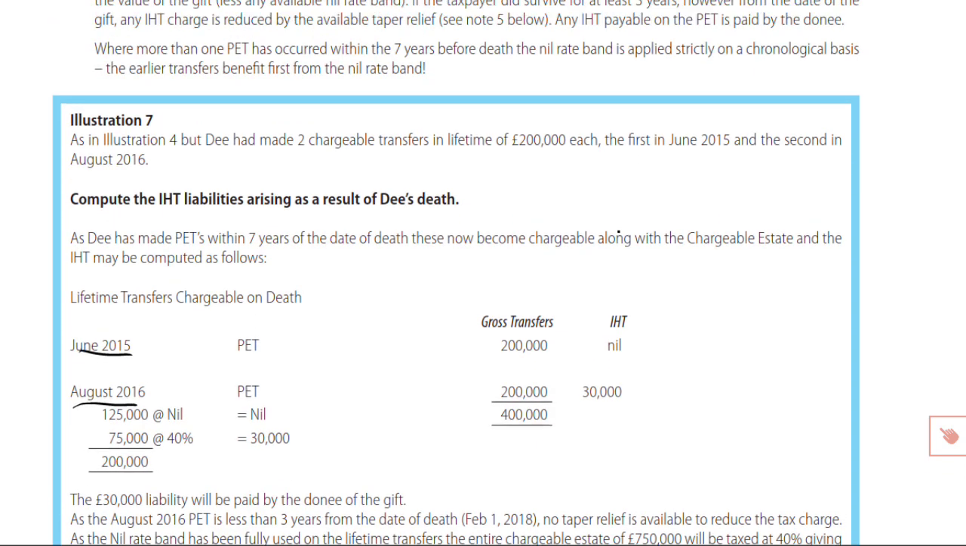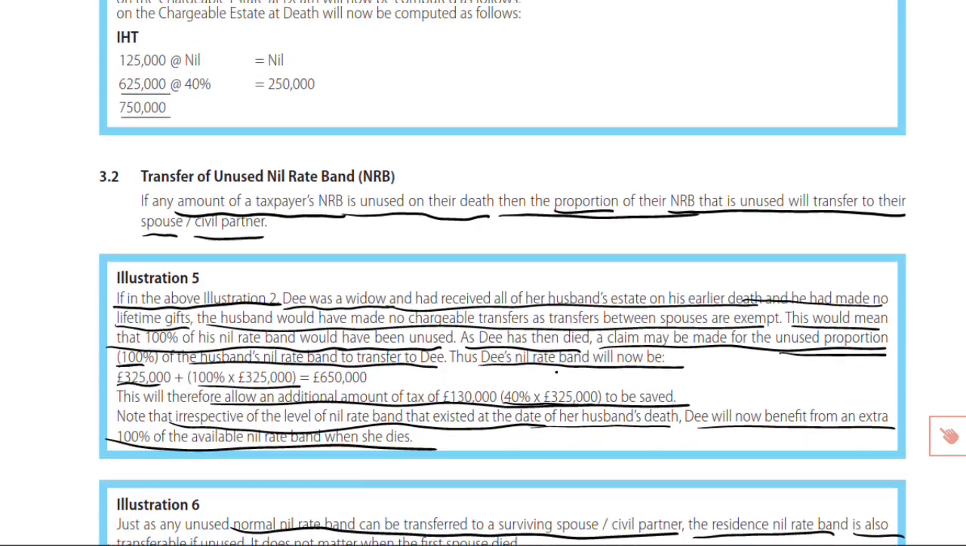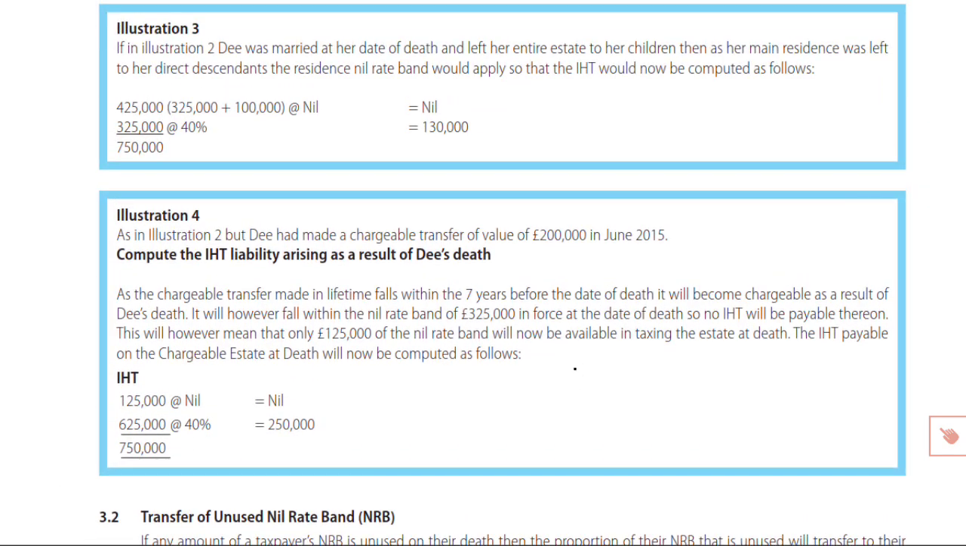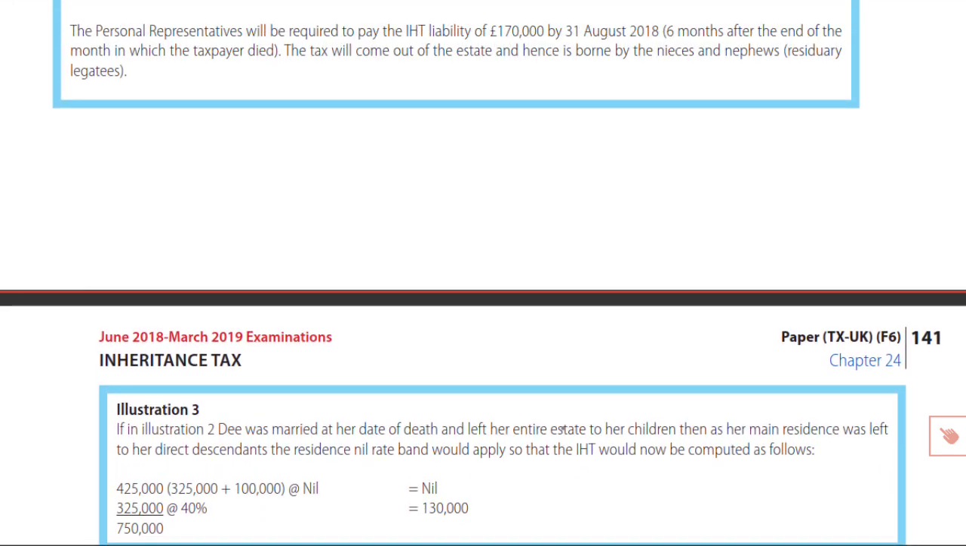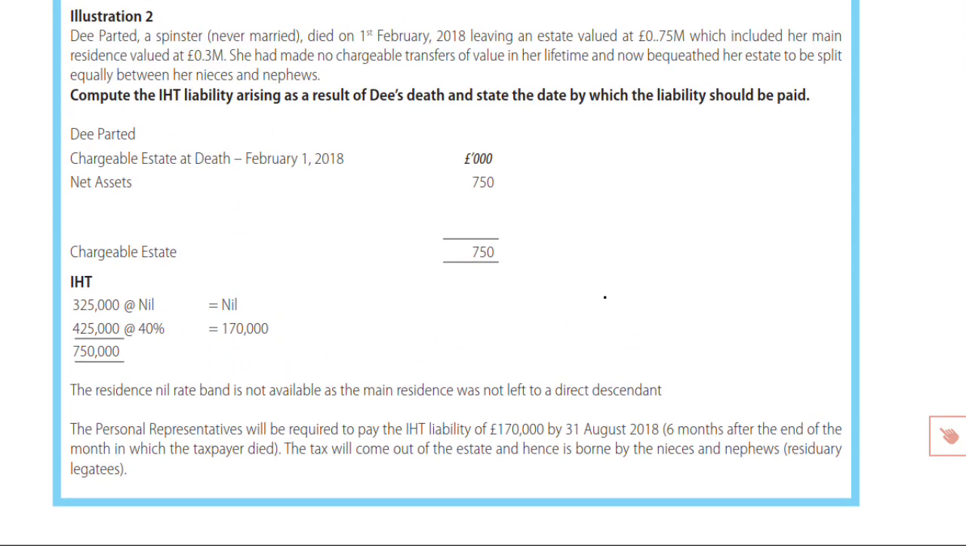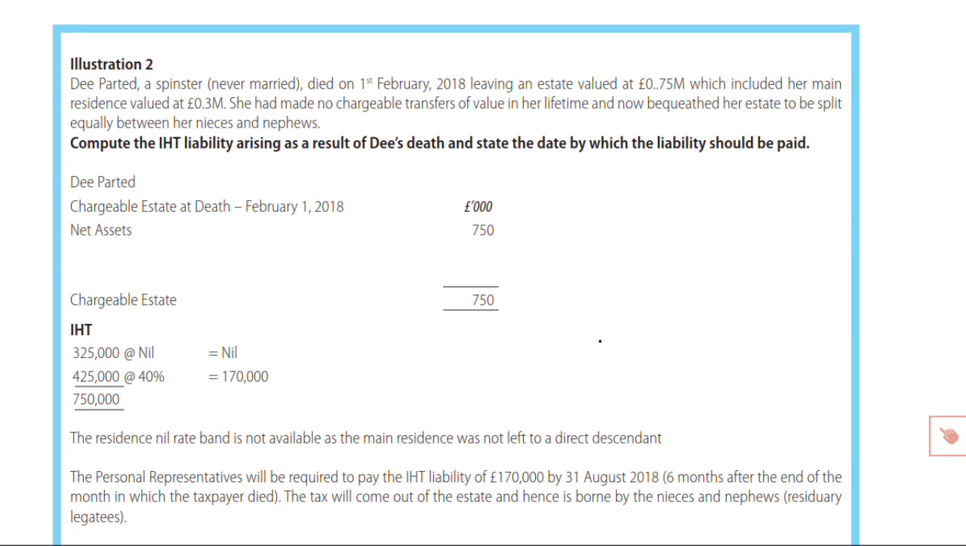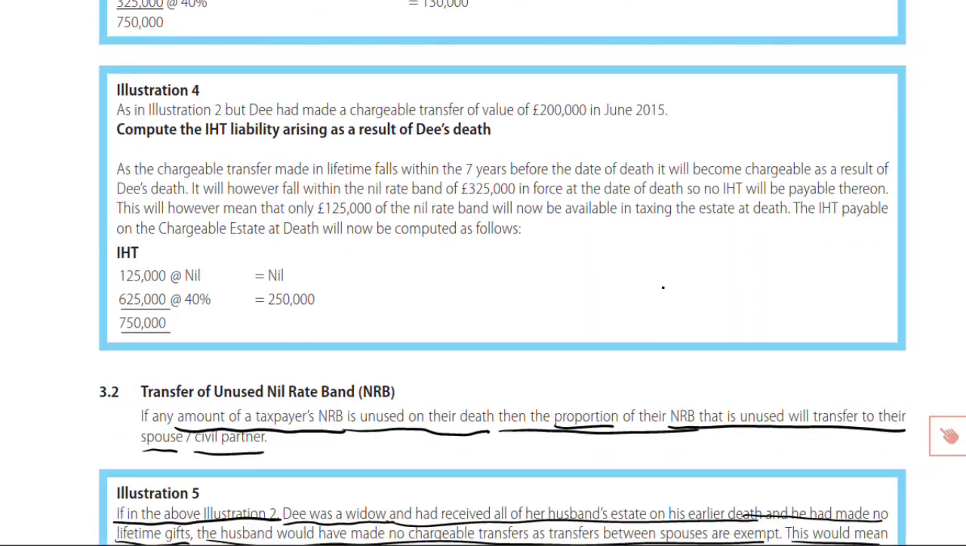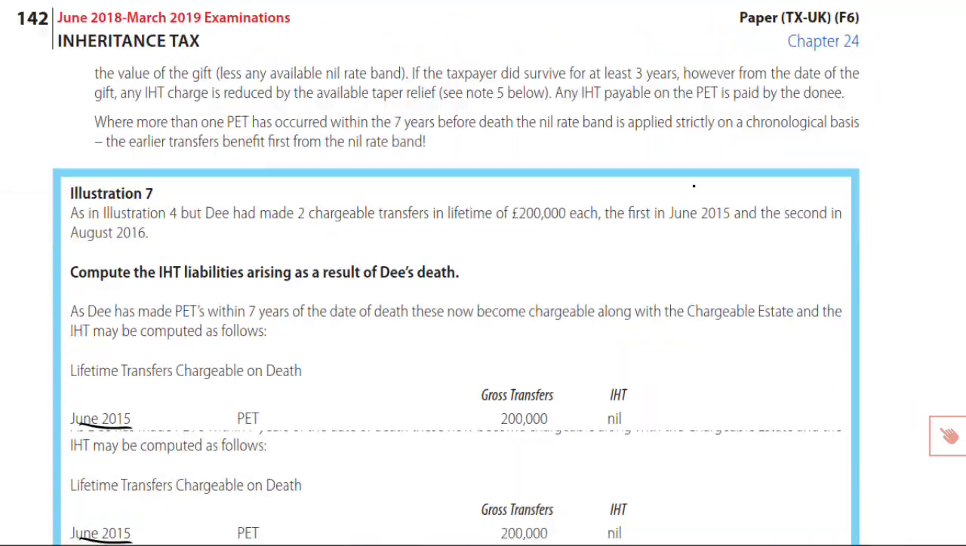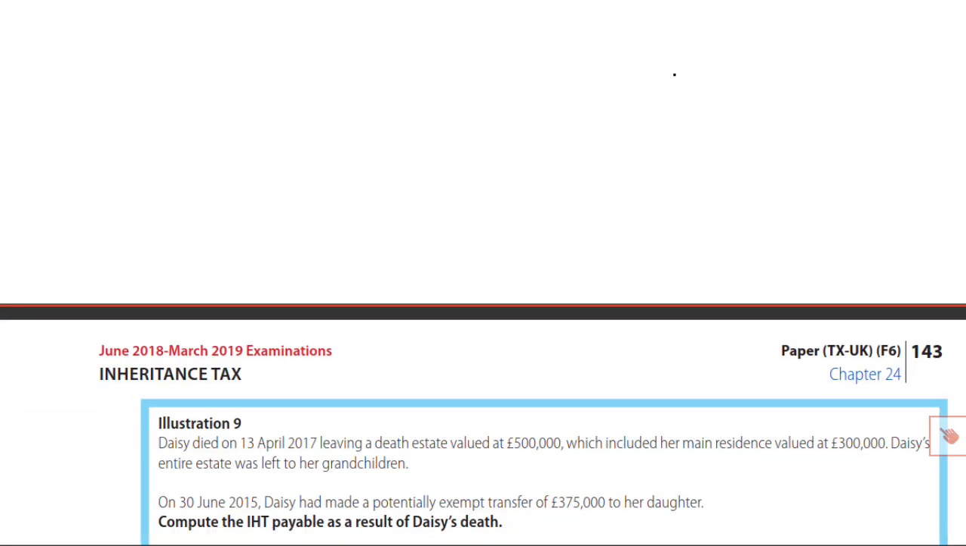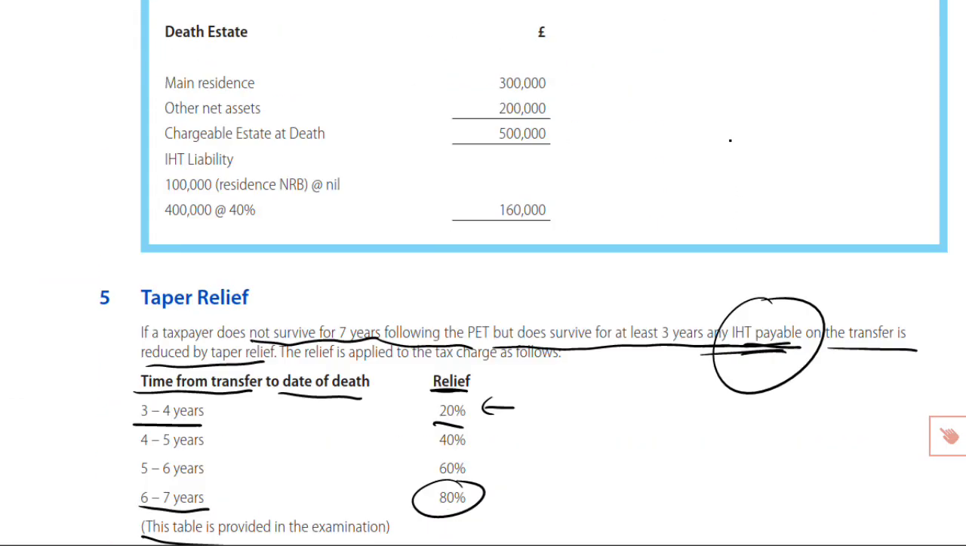and we'd had a date of death. Oh, we have to go all the way back to find our date of death from illustration 2. And that, I bet your eyes are spinning now, died on the 1st of February 18. So that was the critical date for the chargeability of PETs. Right, let's whack it all the way back through to our illustration here.